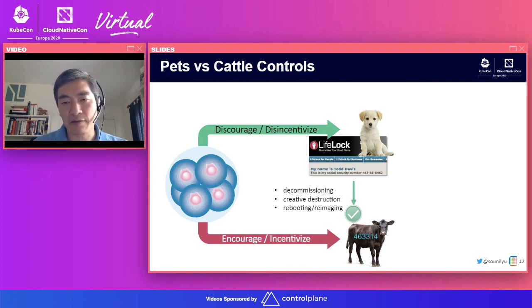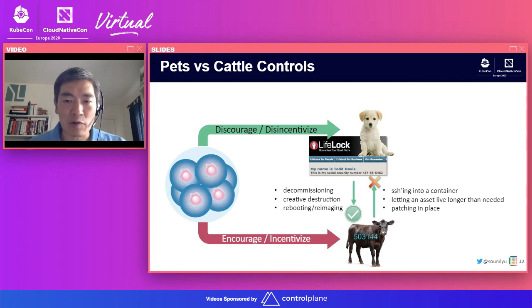And so in the context of that, what we want to try to do is provide controls that limit the conversion of cattle into pets.